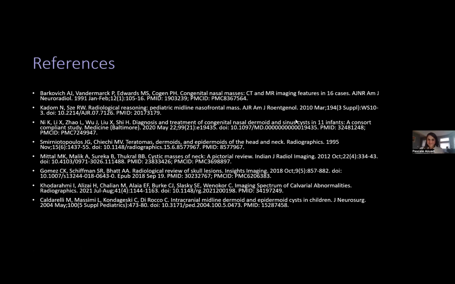Do you have a specific imaging protocol for the nasal masses, like an anterior nasal mass, or do you just use your routine face protocol? No, we have a specific one that includes KISS imaging, most importantly, to look for the tract and intracranial extension.